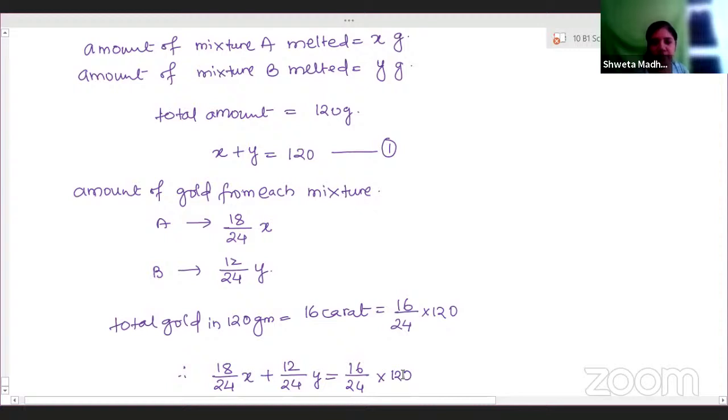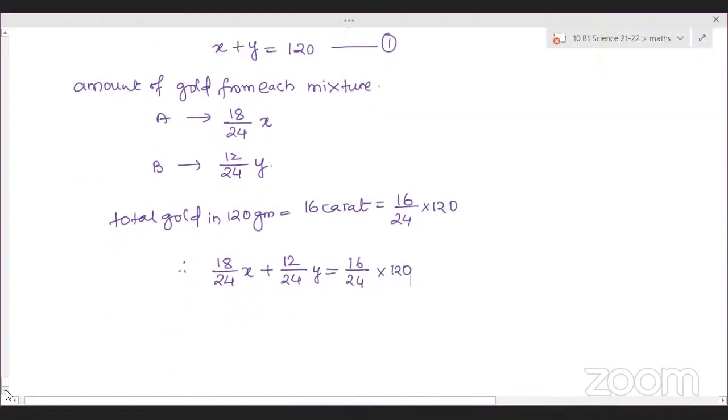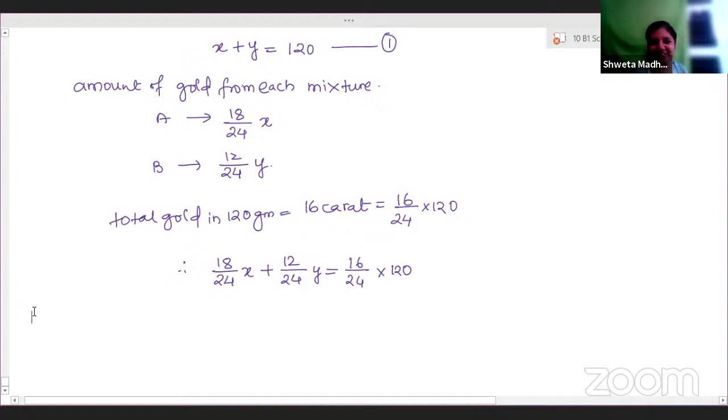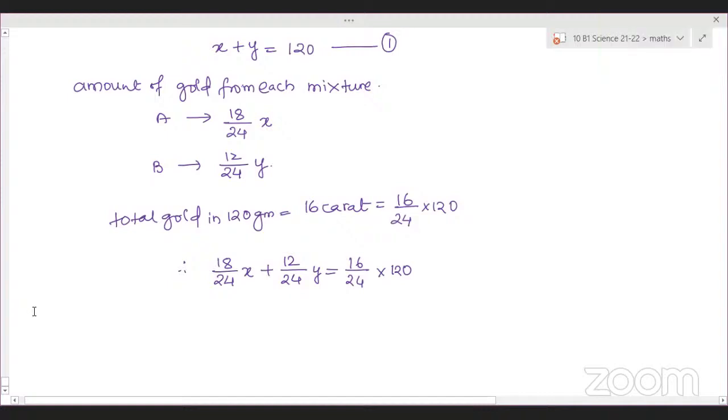So now this chapter is over. No, one part is still left. The graphical method.